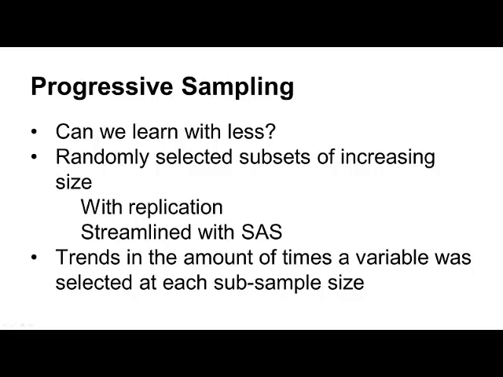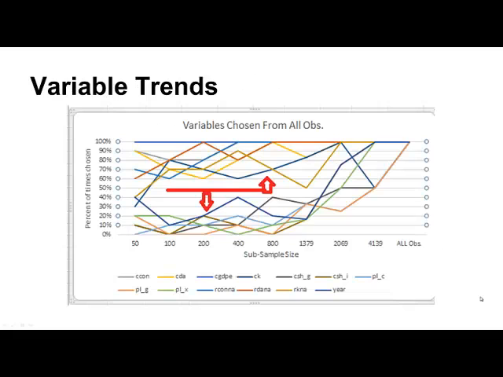To make this process more efficient, we coded the progressive sampling in SAS, a statistical coding environment, and this allowed us to quickly run many replicates and output reports to collect the variable selection information. We used the data collected from the regression reports to analyze the variable selection trends as the subsample size was increased. The graph seen here is used to track the variable selection rates as the subsample size is increased.